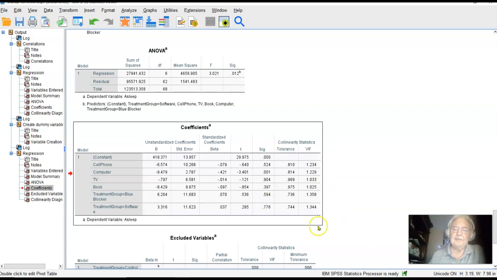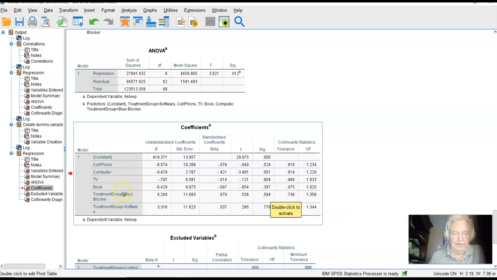And here you can see we still don't have any variance inflation factors. But here also, we don't get significance. It's just a problem. But anyway, this is a one-way analysis of variance.